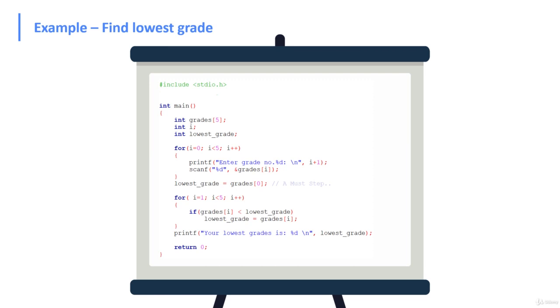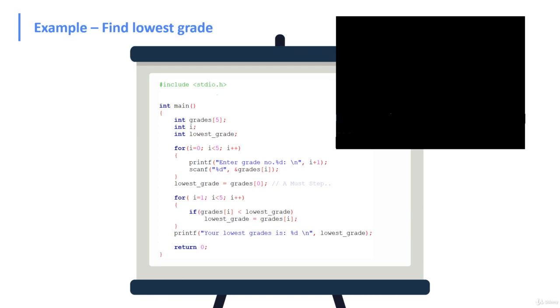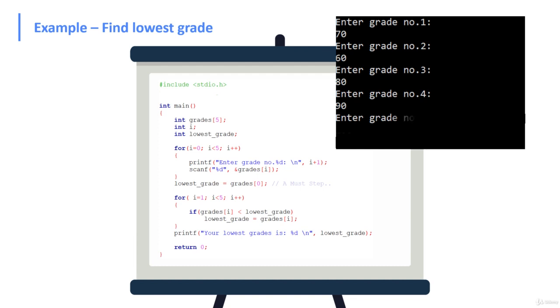So if we take a look at some example, okay? So enter grade number 1, let's say 70, enter grade number 2, 60, 80, and let's say 90 and 100, okay? So after inserting all these grades, we will have an array of 5 elements, and the first element will be equal to 70, the second one to 60, 80, 90, and 100. This will be our array of grades.